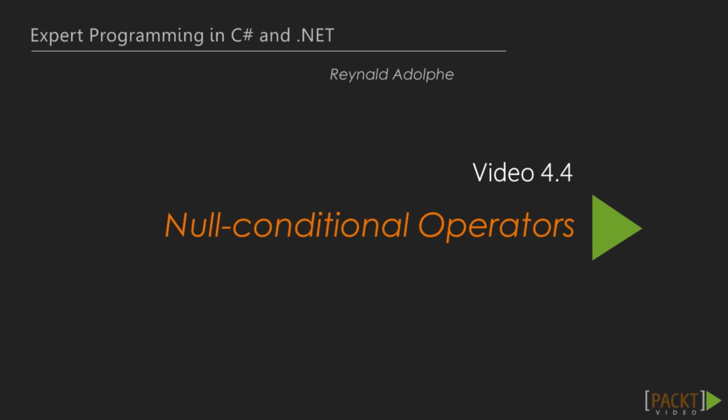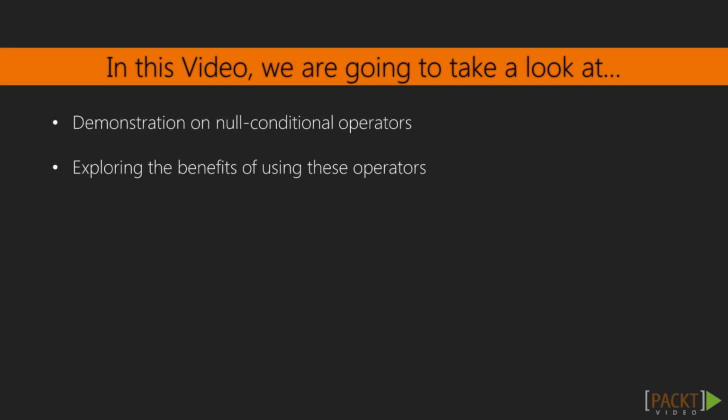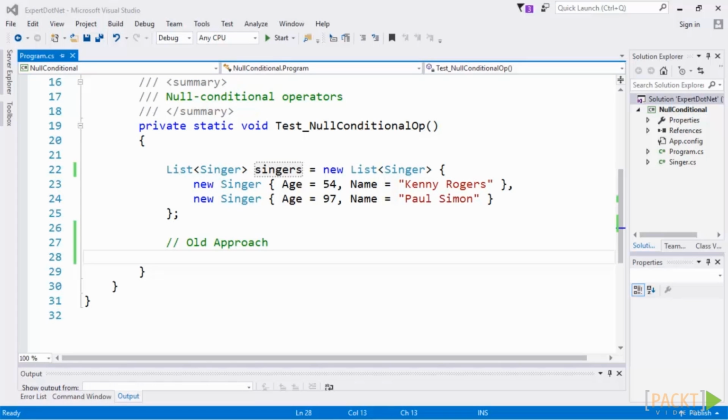So in the previous video, we took a look at auto property and its benefits. In this video, we are going to take a look at null conditional operators. So let's go ahead and start with a demonstration. Sometimes checking for null can become really tedious, but now we have the null conditional operator, which allows you to reach members and elements only when the receiver is not null. Let's show a typical example of how we would check for null before C#6.